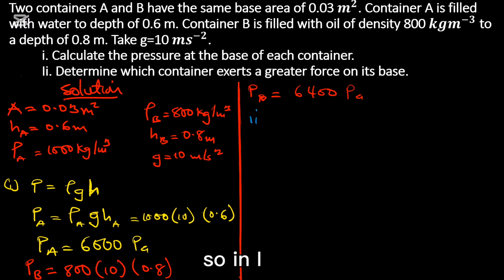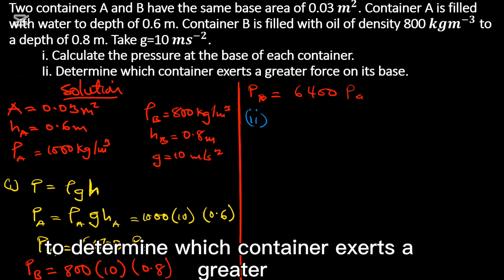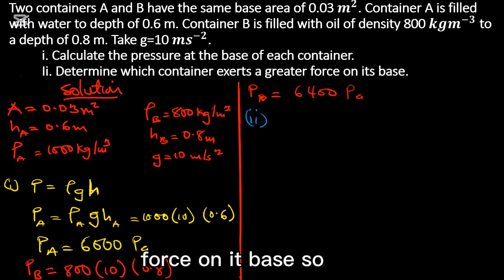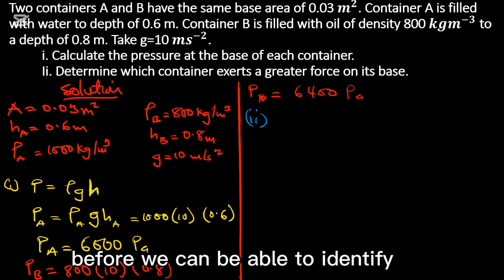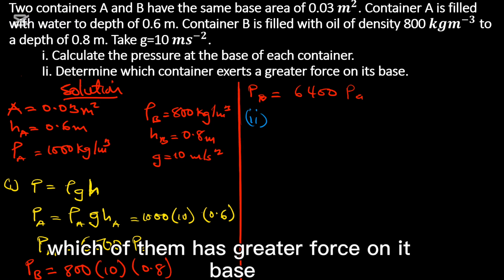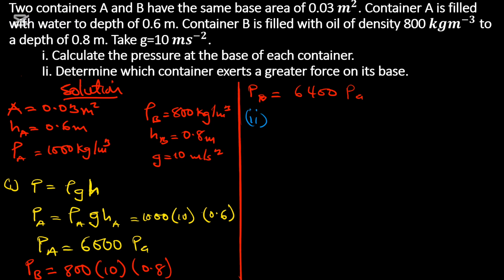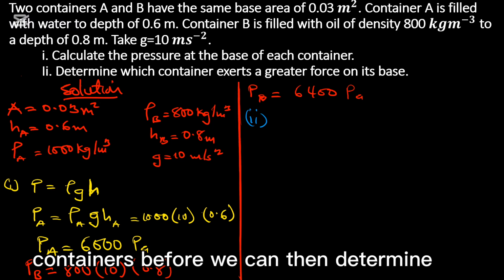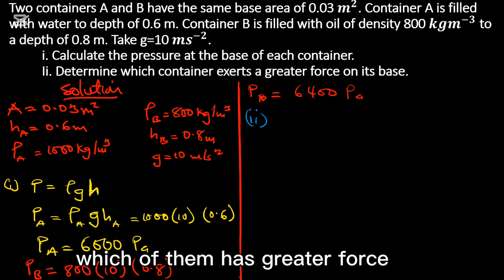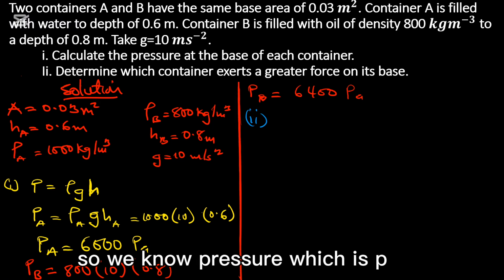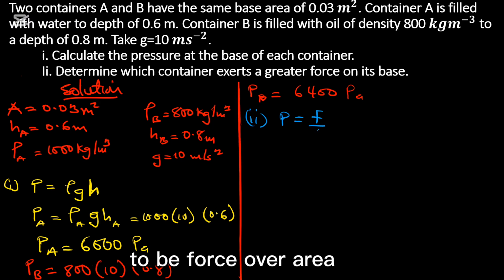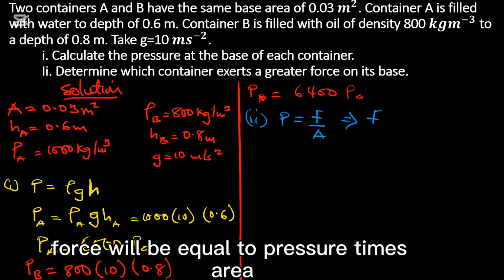So in II, determine which container exerts a greater force on its base. Before we can identify which of them has greater force on its base, we first need to calculate the force for the two containers before we can then determine which of them has greater force. So we know pressure, which is P, to be force over area. Therefore, force will be equal to pressure times area.